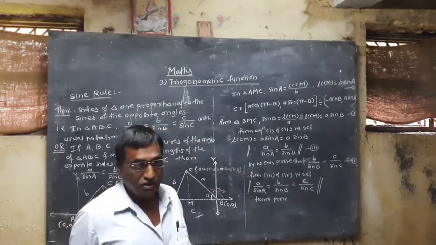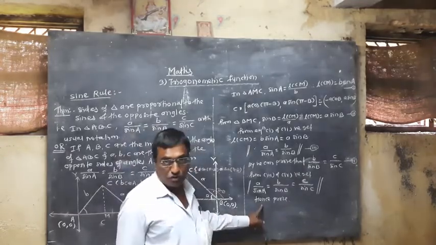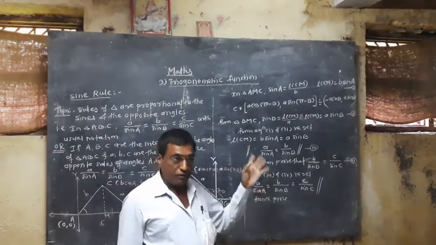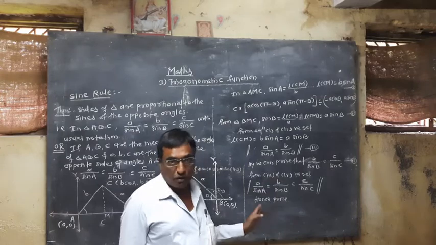This is called the sine rule. So this is the theorem, and afterwards we will see some examples taken on the theorem.